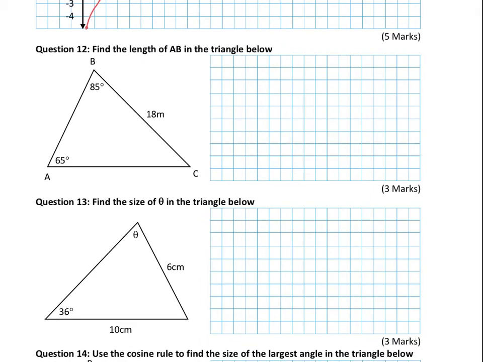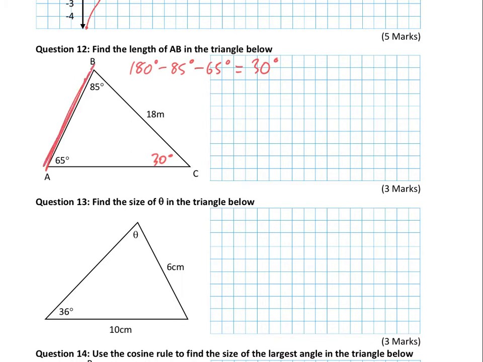Find the length of AB in the triangle below. So I have 2 angles and a side. I'm trying to find AB. That's not opposite any of the angles. 65 is opposite 18, but there's nothing stopping me finding this angle here because all angles in a triangle add up to 180 degrees. So 180 take 85, take 65 is 30 degrees. So this is 30.